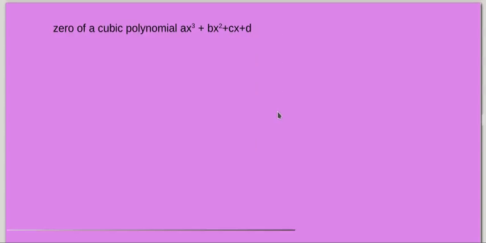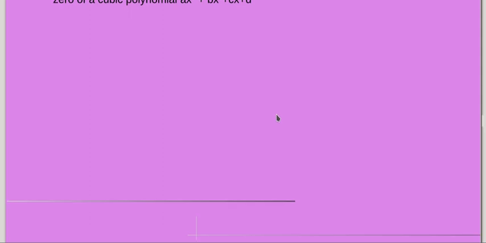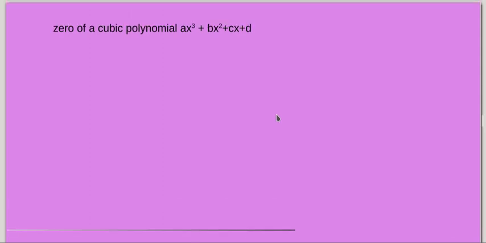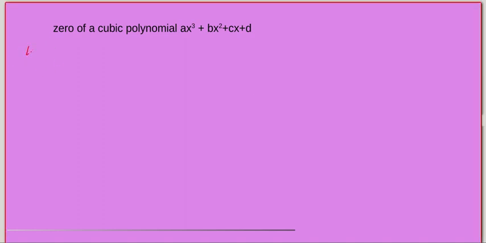Next, zeros of a cubic polynomial. So let me look at this also, then we will move on to the problems. So first let me take the cubic polynomial y is equal to ax cube plus bx square plus cx plus d. Okay, so this is a cubic polynomial.